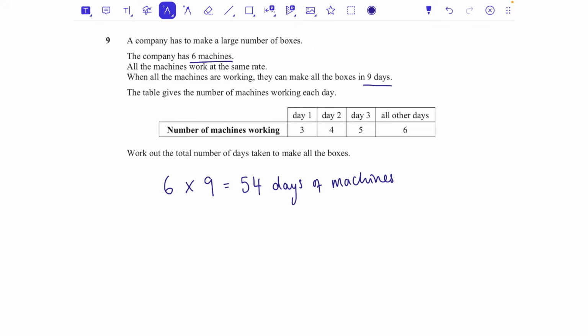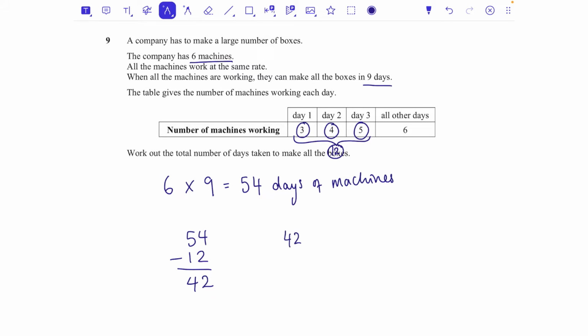So on day 1, we've got 3 machines running. So that is 3 machine days. I've then got 4 running on day 2, 5 running on day 3. All the other days, 6 of them are running. So far on day 1, on day 2 and day 3, we've got 12 days of work done. 12 days of work done so far. So if I do 54 and I take away 12, that's going to get me 42 machine days left.